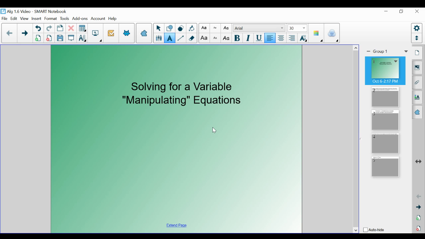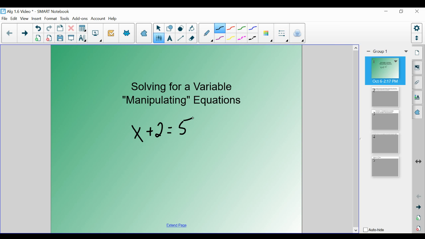All right, welcome back. So today we are going to be talking about how to solve for a variable. And previously to this, we have been solving for one variable, right? If we have an equation such as x plus 2 is equal to 5, we know we use inverse operations to isolate our variable. Therefore, we get that x is 3.